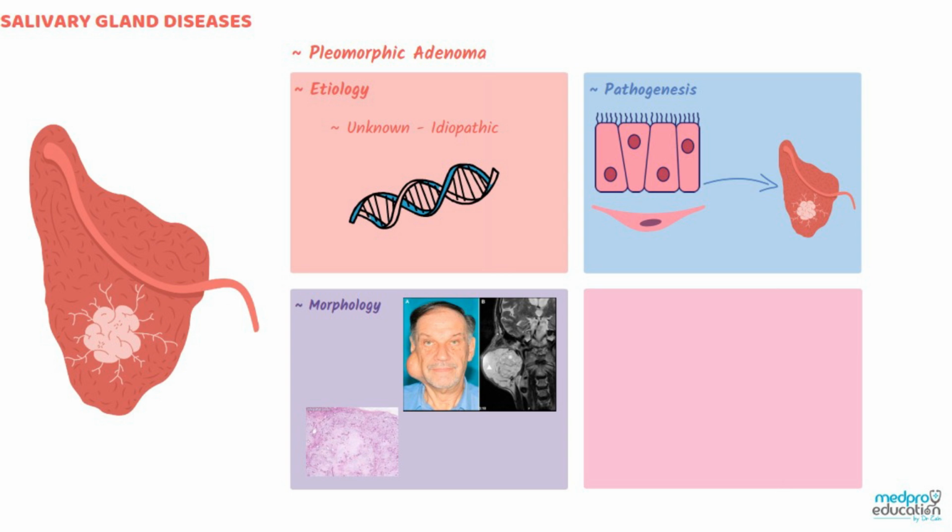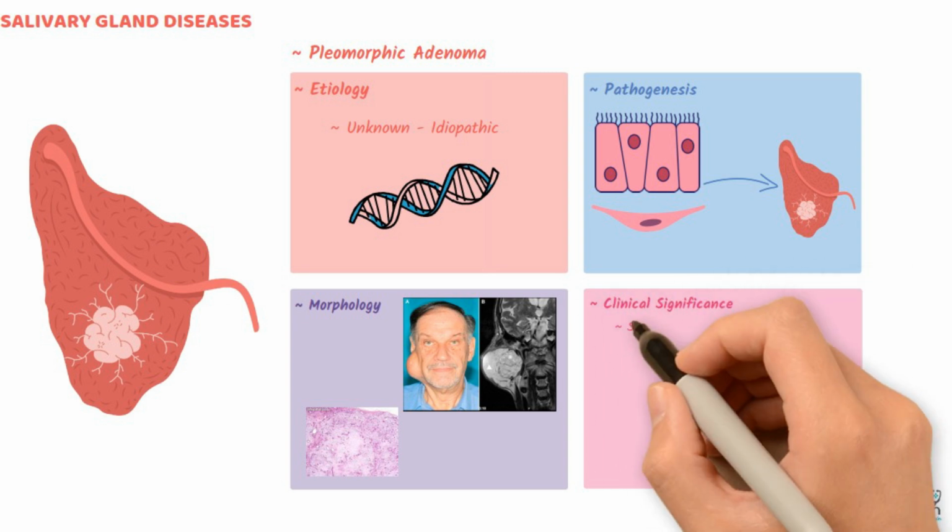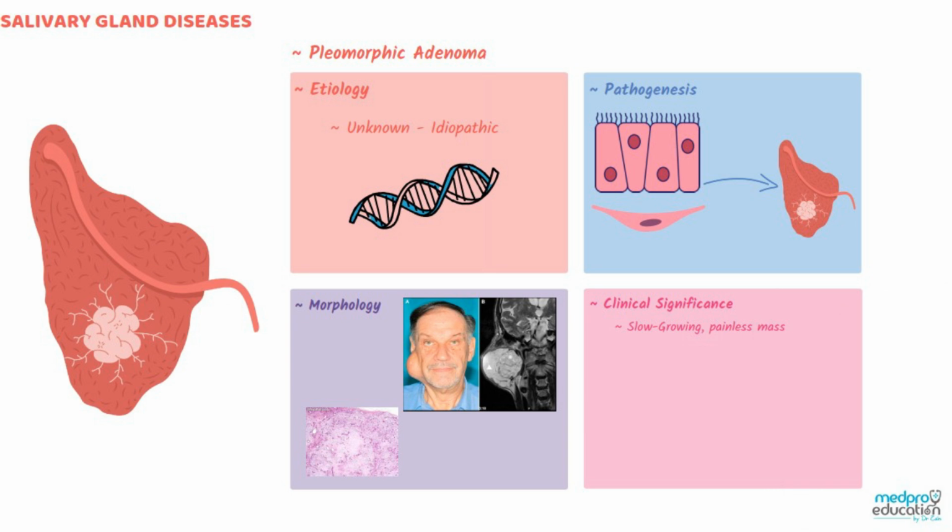Histologically, a mixed appearance of epithelial cells and mesenchymal-like tissue like myxoid, chondroid. Clinical significance: presents as a slow-growing, painless mass. The main issues are a high recurrence rate due to microscopic extensions through its capsule and a small risk of malignant transformation into carcinoma.